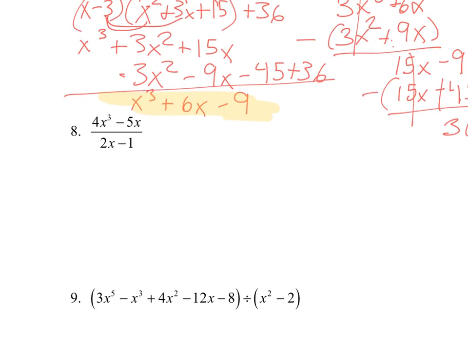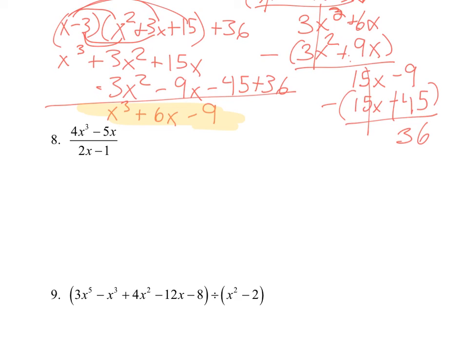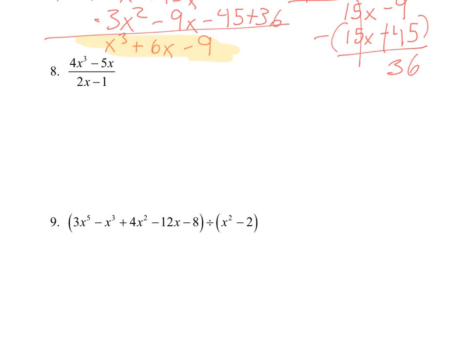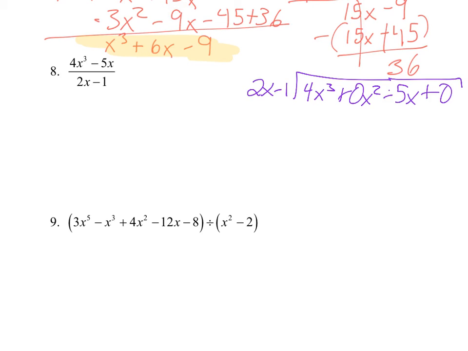Okay, we only have 3 problems left. That's what I was checking. All right. 4x cubed plus 0x squared minus 5x plus 0. Everything has to be represented, so this one's going to get 2 zeros.